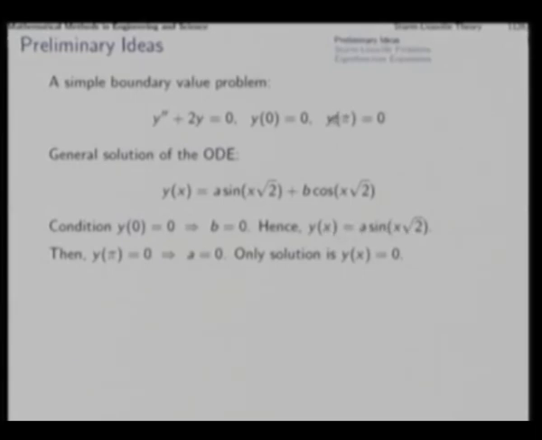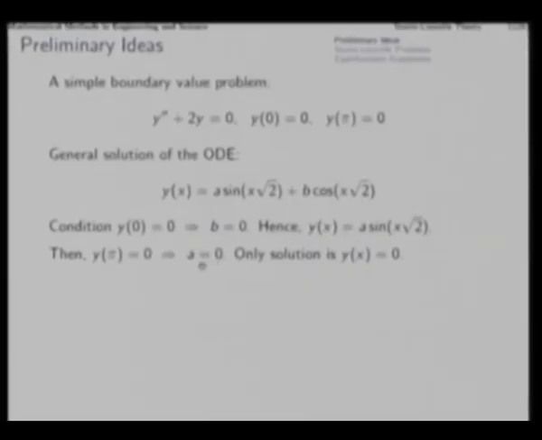Then we apply the second boundary condition, at x equal to pi also y is 0. As we put x equal to pi, we find that a into sin(pi root 2) is 0. Now, sin(pi root 2) is not 0, so a has to be 0. If we put a equal to 0 here, then y is equal to 0. This is the only solution possible, which we knew before we started the entire process. So, in this particular situation, with these boundary conditions, this differential equation has only the trivial solution and no non-trivial solution.